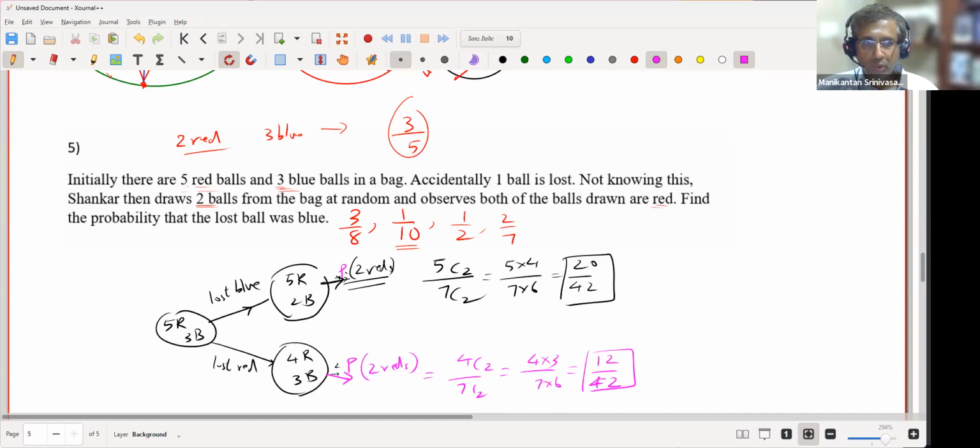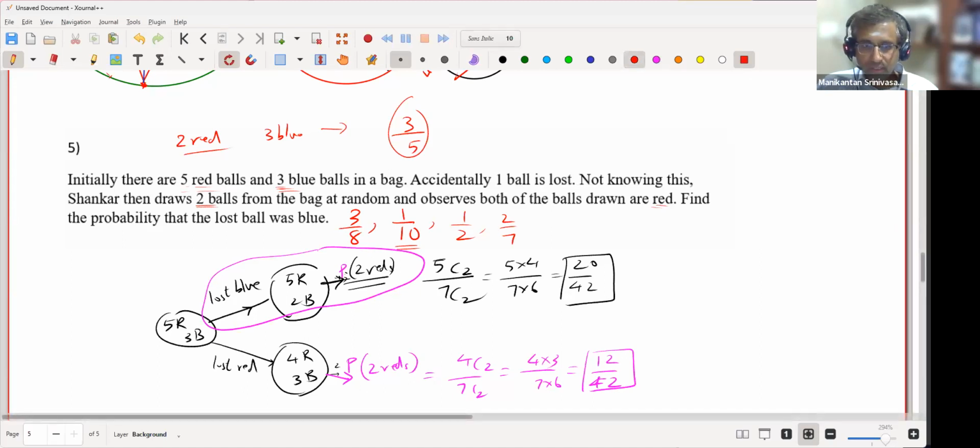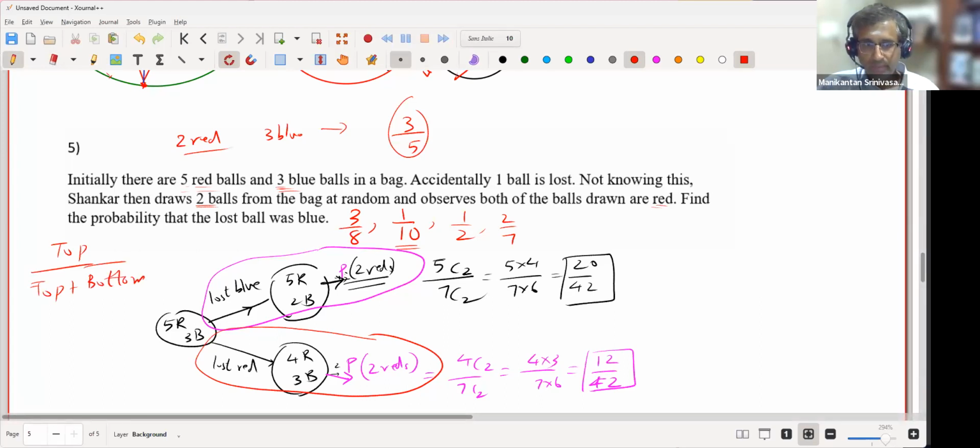Now find the probability the last ball was blue. Essentially we are asking what fraction of the upper branch plus the lower branch this branch is. Relatively speaking, what is the probability that the top one happened upon the top plus bottom? So we want top upon top plus bottom. That's what Bayes' theorem is essentially saying. I'll recap it with the formula also. What is the probability that the top occurred given that either top or the bottom occurred? We know that one of these two events happened because we ended up picking two reds. That's for sure.